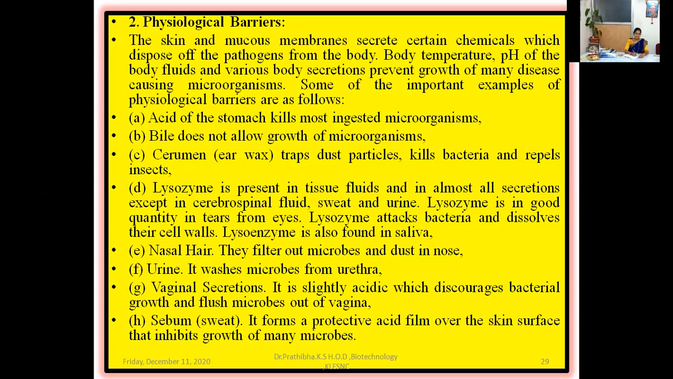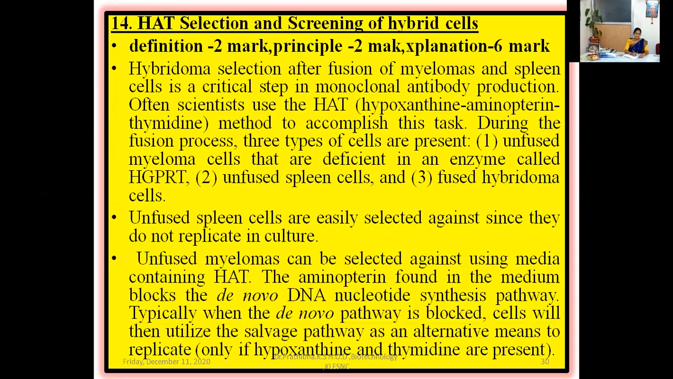Then further, nasal hair filters out microbes and dust in the nose. Urine washes microbes from the urethra. Vaginal secretions are slightly acidic, which discourages bacterial growth and flushes microbes out of the vagina. Sebum, which is the sweat, forms a protective acid film over the skin surface that inhibits growth of many microbes.